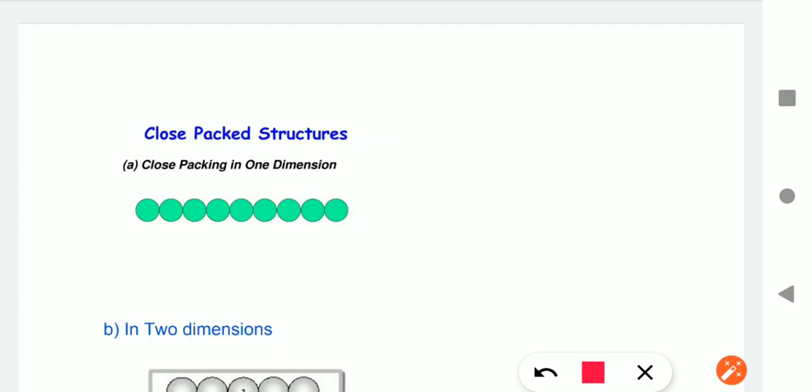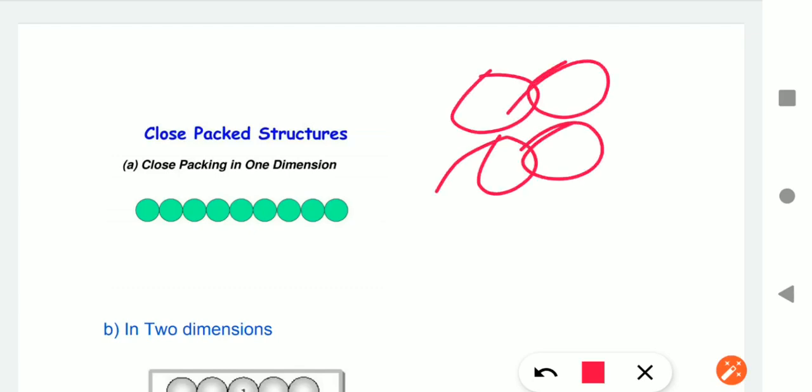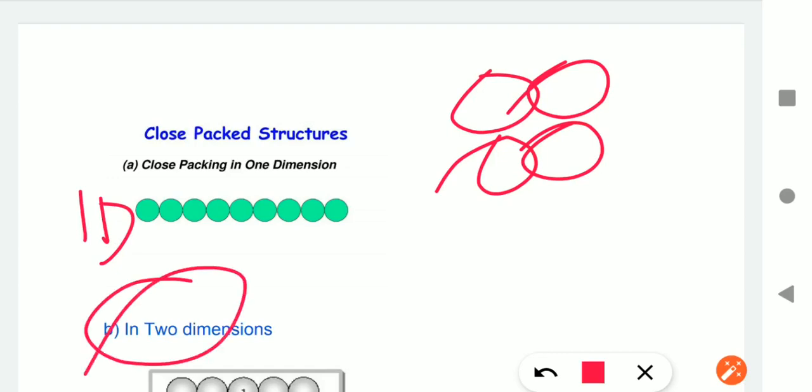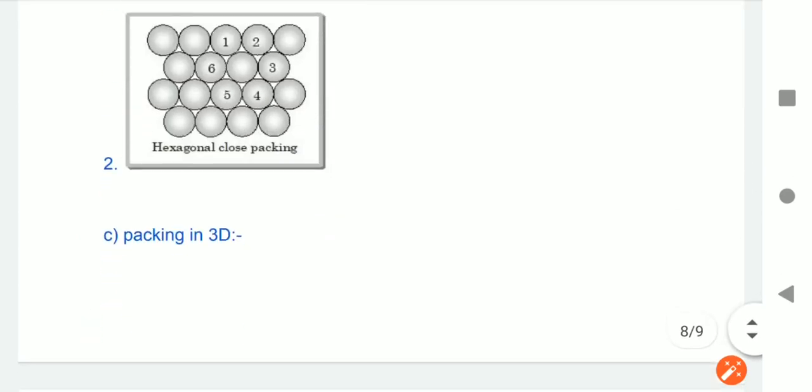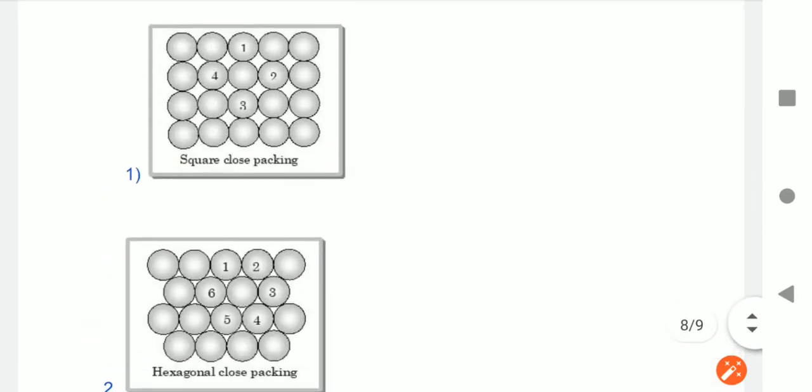Close packed structure means, as you know, that in solid state particles are tightly packed, with no space between them. But what is the pattern of their packing? There are three types of packing: first is one dimension, second is two dimension, and third is three dimension. We will discuss these three types of packing.